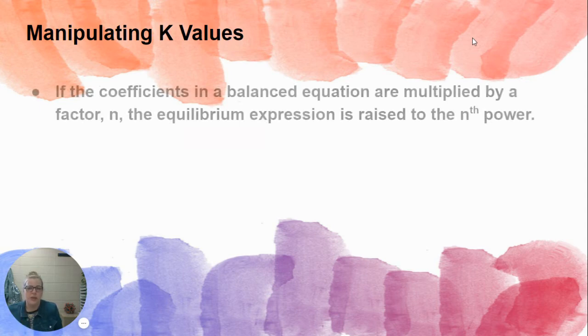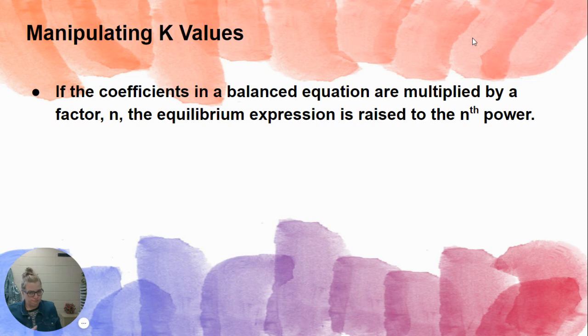So it's kind of along the lines of the party trick, which we don't always love, but it is something they could ask us on the exam. So if you take a look at an equation, and the coefficients in your original balanced equation that you have a K value for are multiplied by some factor, like 2, 3, 4, whatever it is, whatever that multiplier is, that is what you are going to raise your K value to, to calculate your new K. So if you multiply your reaction coefficients by 3, a la Hess's law, your K value gets raised to the third power this time.